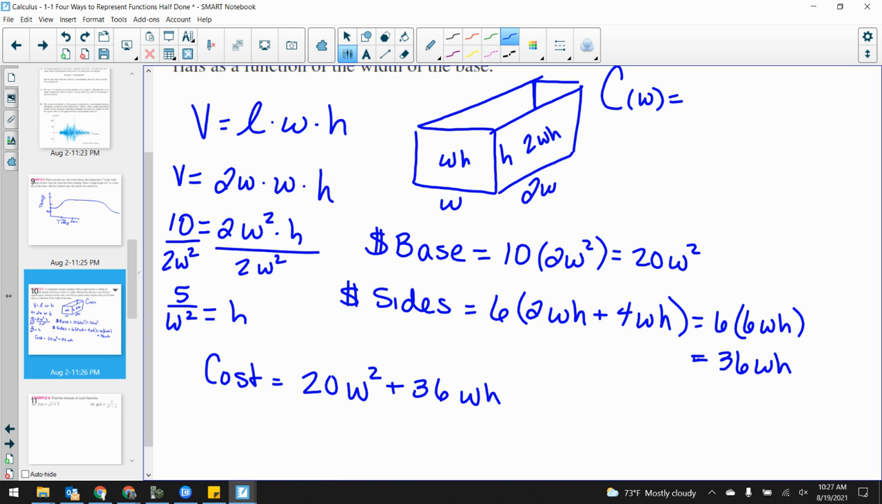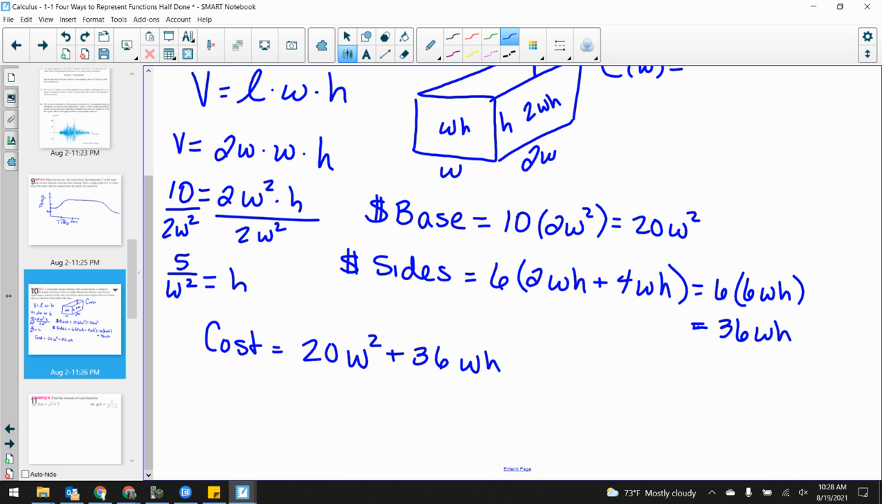I have a little equation that I've solved for H. I can now input 5 over W squared in for H. Cost, as only a function of width, is 20W squared plus 36W times, instead of H, 5 over W squared.